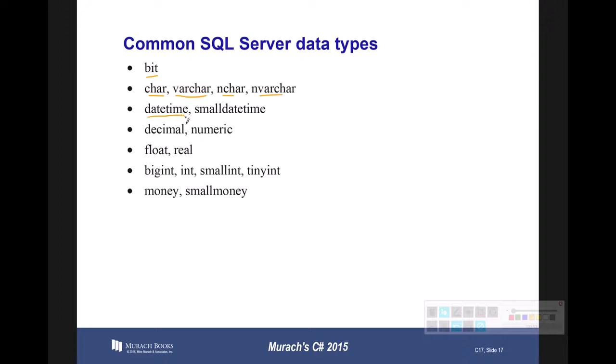We have date times, which we have in C#. We have decimals, which we have in C# and numerics. Big int, which is essentially a regular int, a small int. We have money types in case you only want 2 decimal places. That one's an easy one to just throw in there.